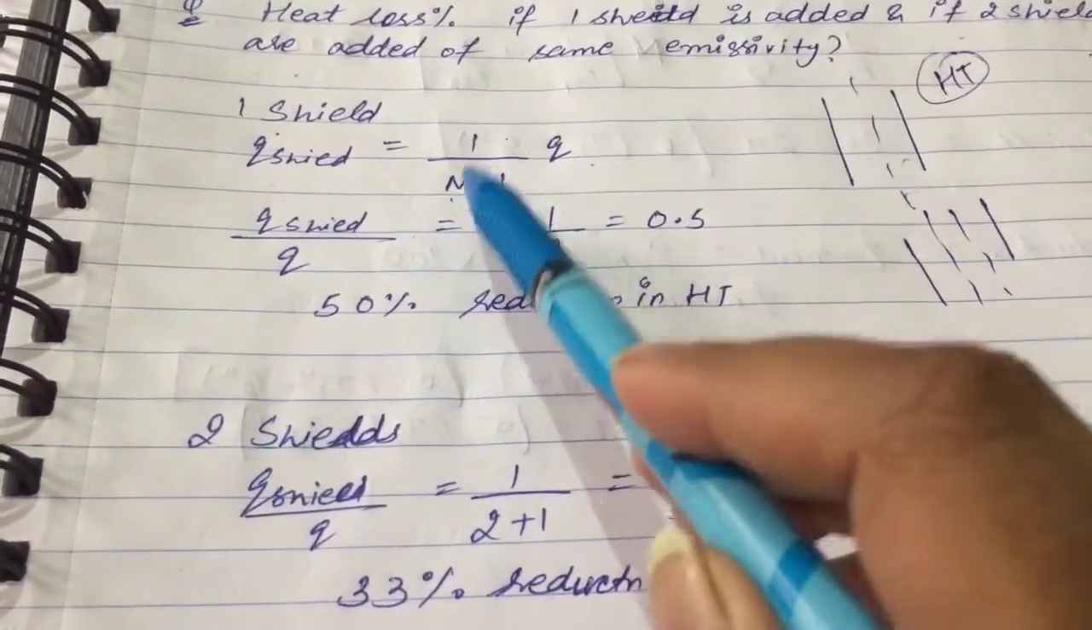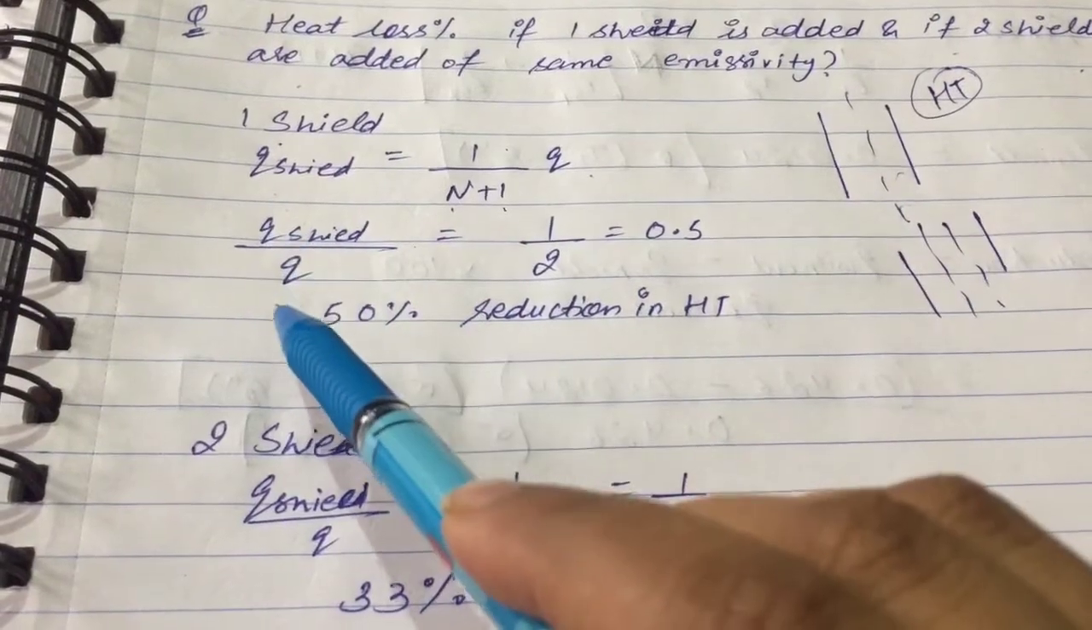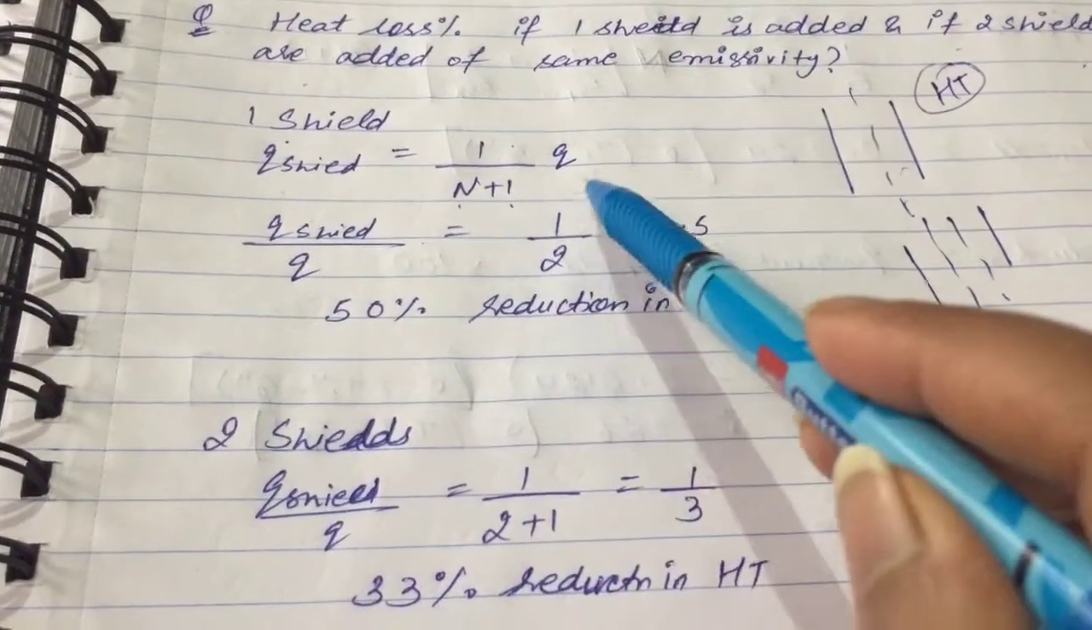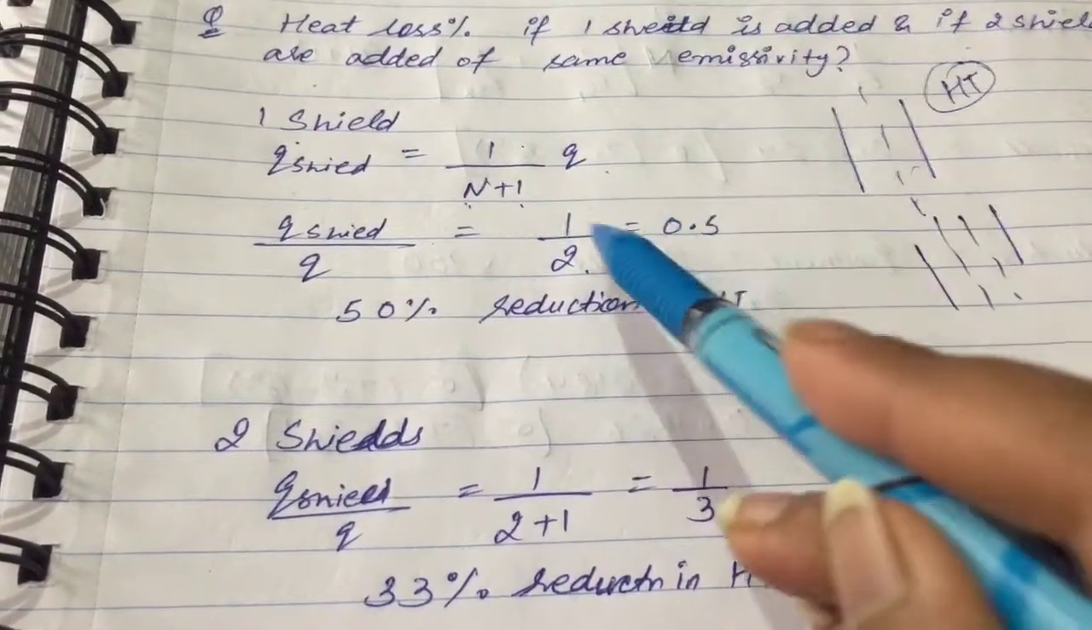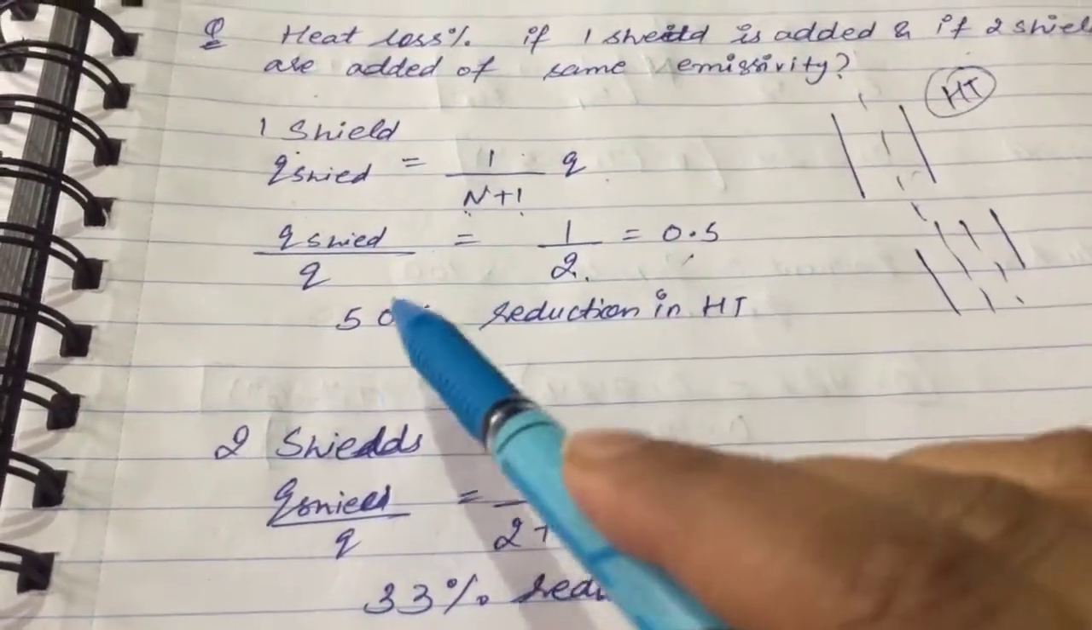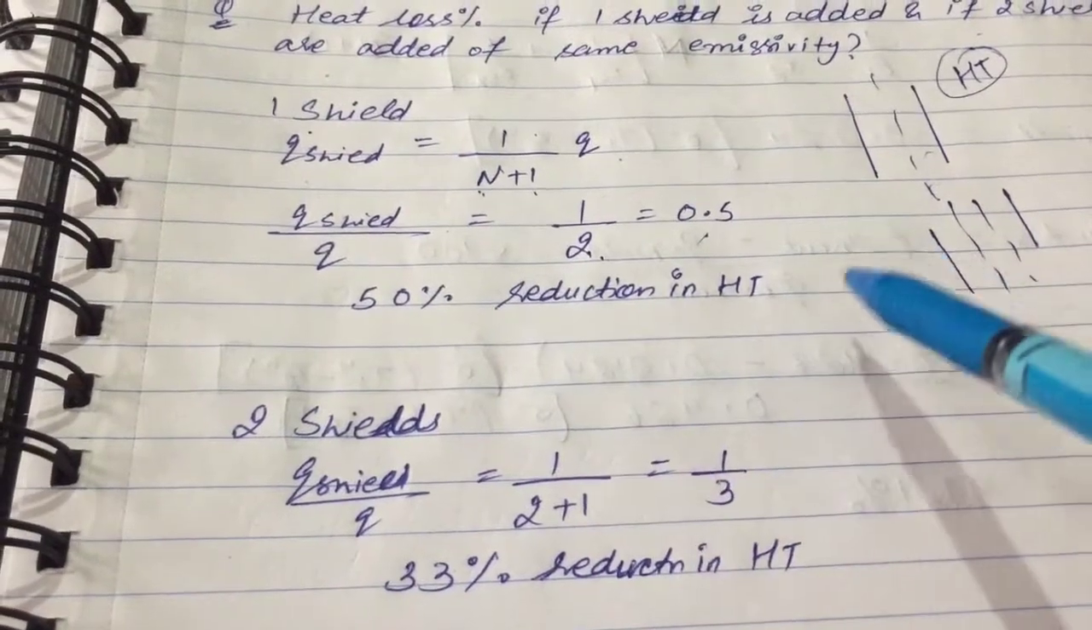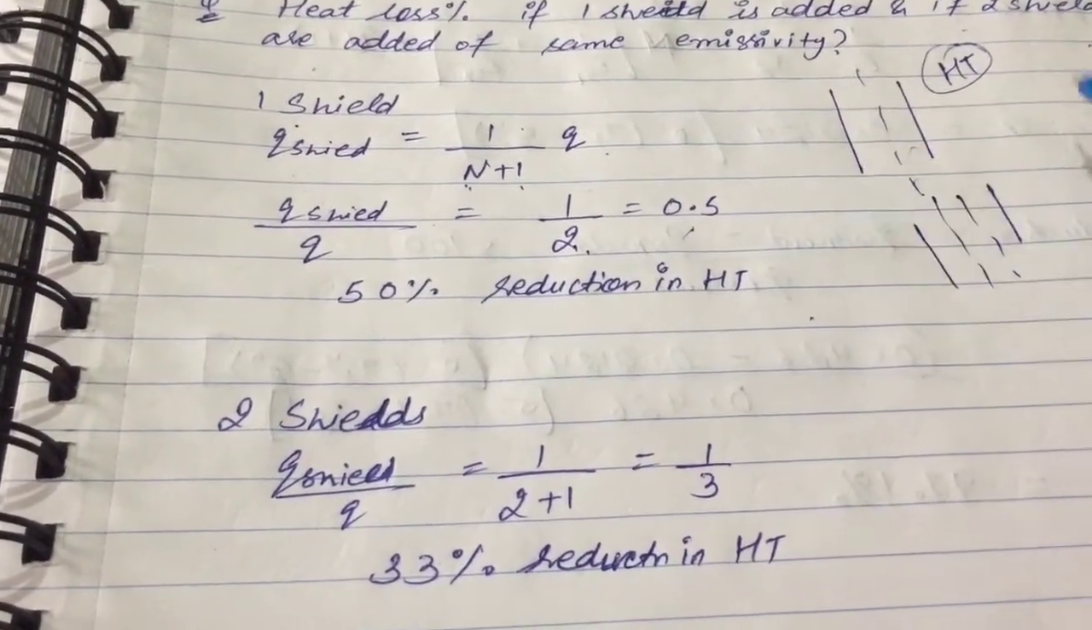So n is the number of shields, so Q with shield by Q without shield would be 1 by n plus 1. N is 1, so 1 plus 1 is 2, that is 0.5. So a 50% reduction of heat transfer takes place when one shield is added between two plates.